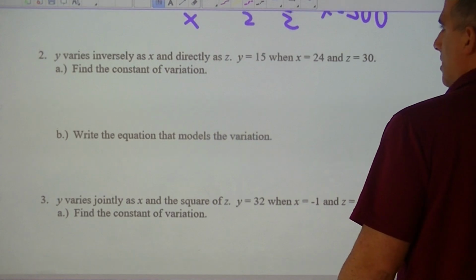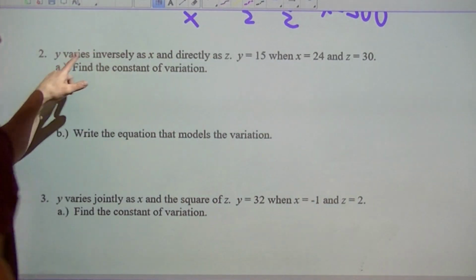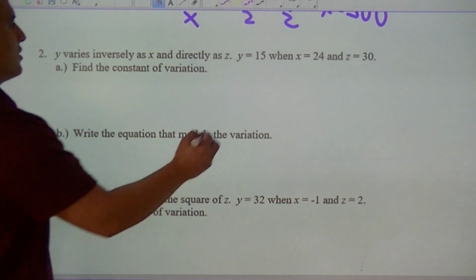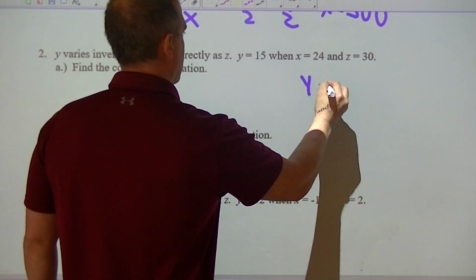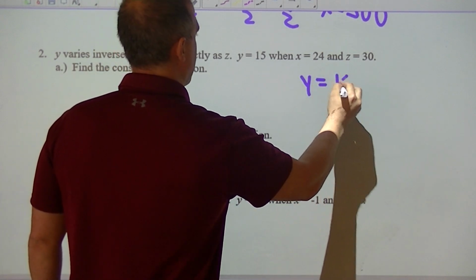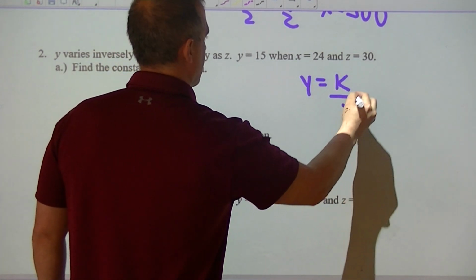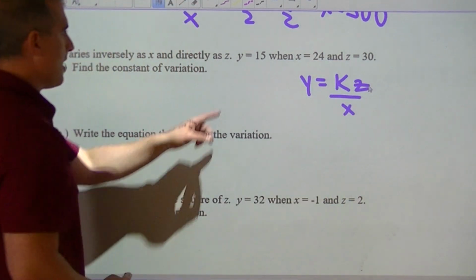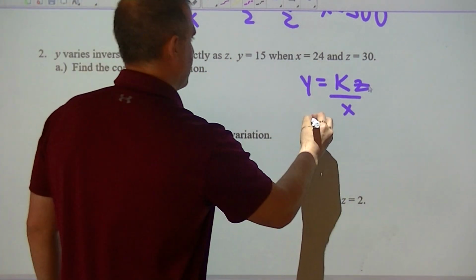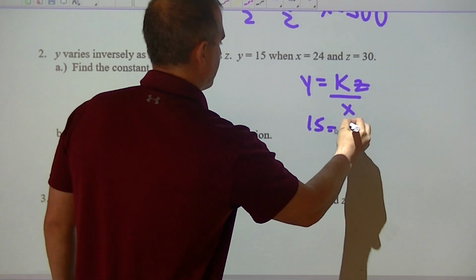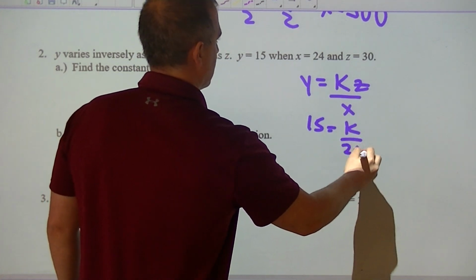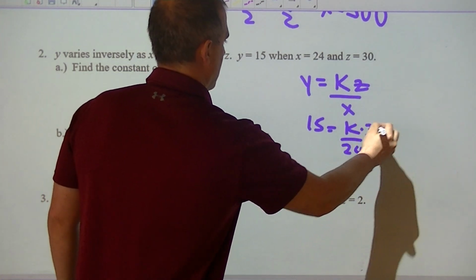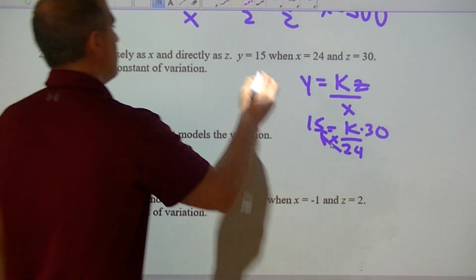Same thing for this. Y varies inversely with x and directly with z. Inversely with x, so that would go underneath, directly with z. I'm going to put my numbers in. Y is 15, x is 24, z is 30. I'm going to cross multiply this here.